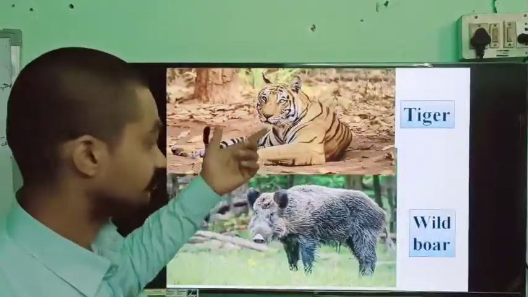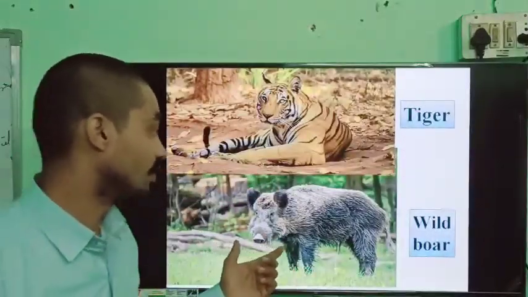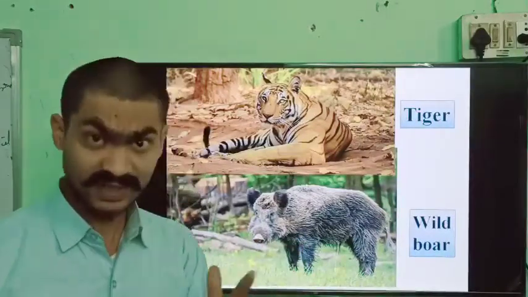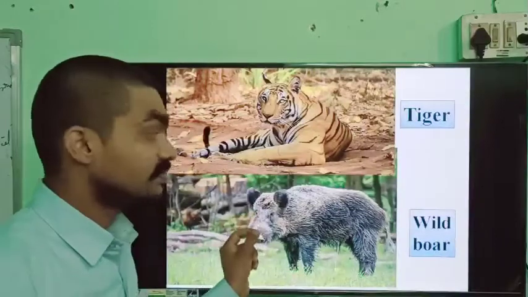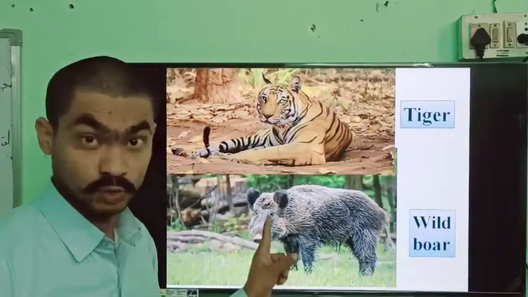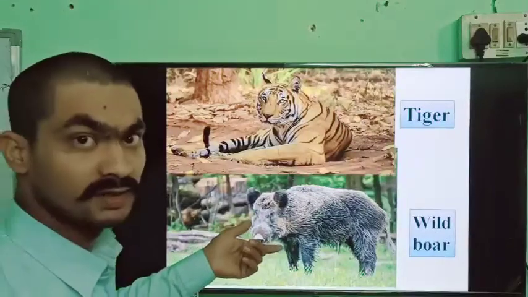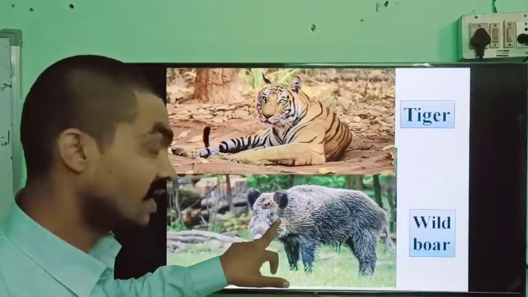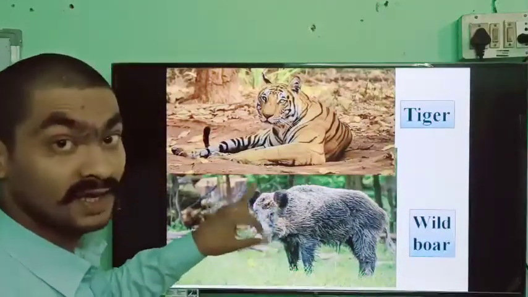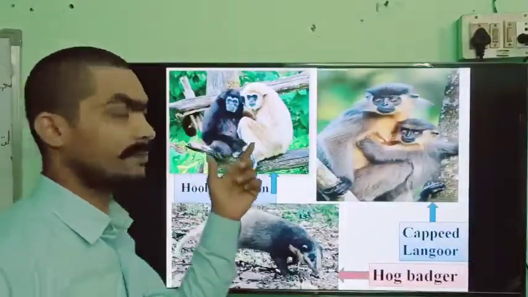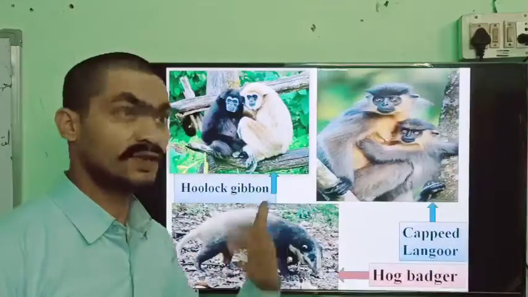The tiger. This is wild boar. You might have heard in your villages, Banila. So this is wild boar, Banila sugar. Correct? Wild boar. It is a kind of pig, but it is very dangerous. It is having hunting ability. This is hula gibbon. This produces very funny sound.